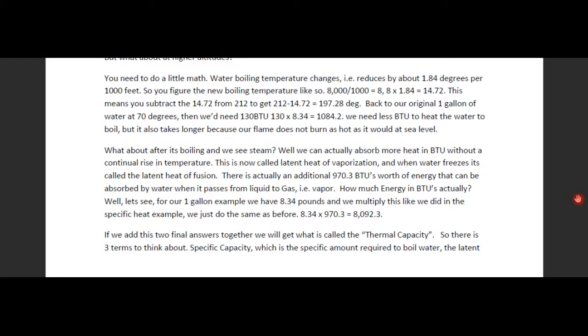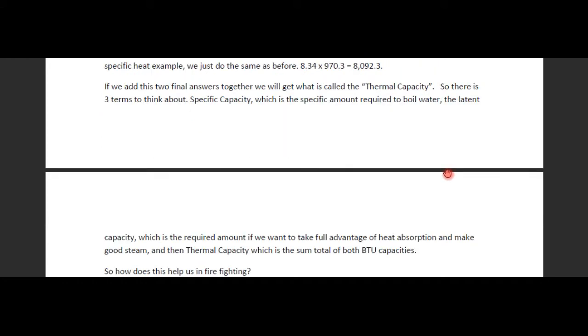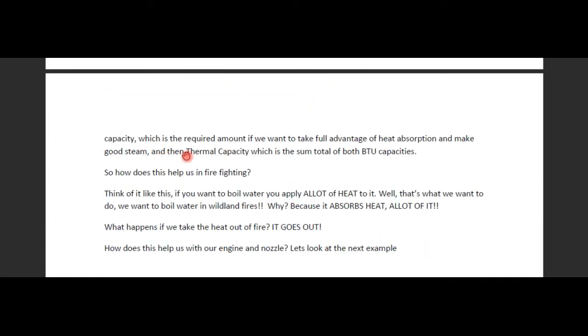If we add the two final answers together, we get what is called thermal capacity. So you have specific capacity, you have latent capacity, and then you have the thermal capacity, which is the combination of both. There are three terms. Specific capacity is the specific amount required to boil water. Latent capacity is the required amount if we want to take full advantage of heat absorption and make good steam. And thermal capacity is the sum total of both BTU capacities.